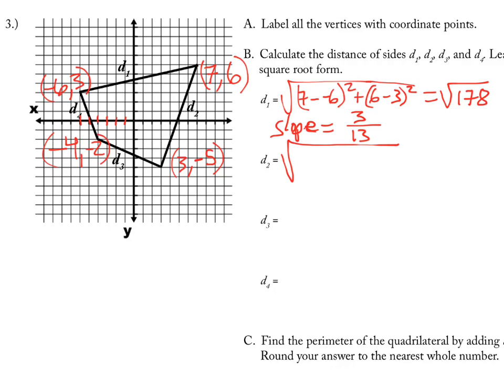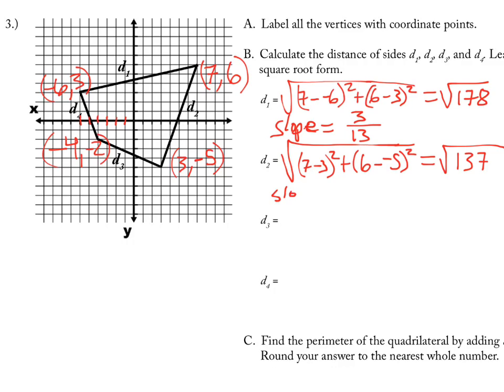D2. Hold on. So D2 is over here on the right side. We're going to have to do 7 minus 3, and square that. Plus, and then we had to do 6 minus negative 5. Square that. And it equals, well, 7 minus 3 is 4. And when you square that, you get 16. 6 minus negative 5 is 11, and when you square that you get 121. So 121 plus the 16 is going to be the square root of 137.